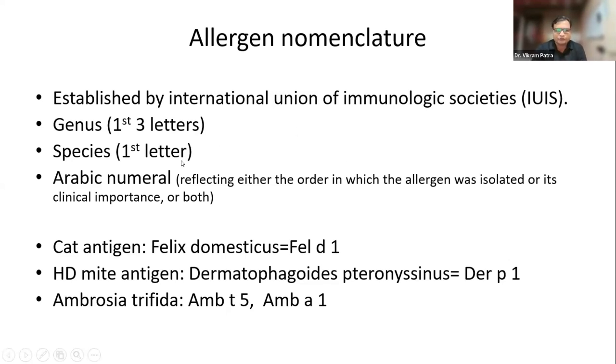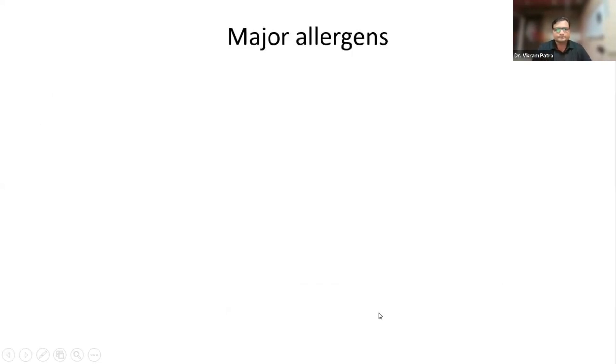So the initial three letters of the genus, the initial one letter of the species, and the order of isolation, the numerical is given. Similarly for house dust mite, Der p 1, Der p 2, for Ambrosia trifida, Amb t 5, Amb a 1, for Artemisia, Art v 1. So all these are given.